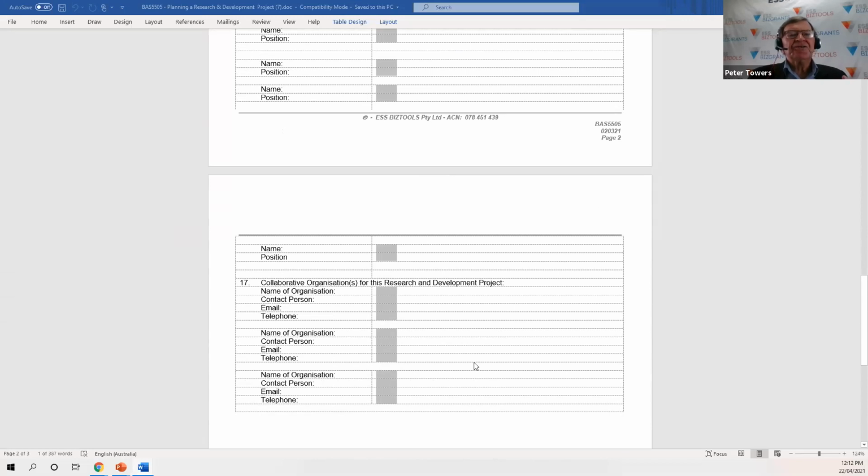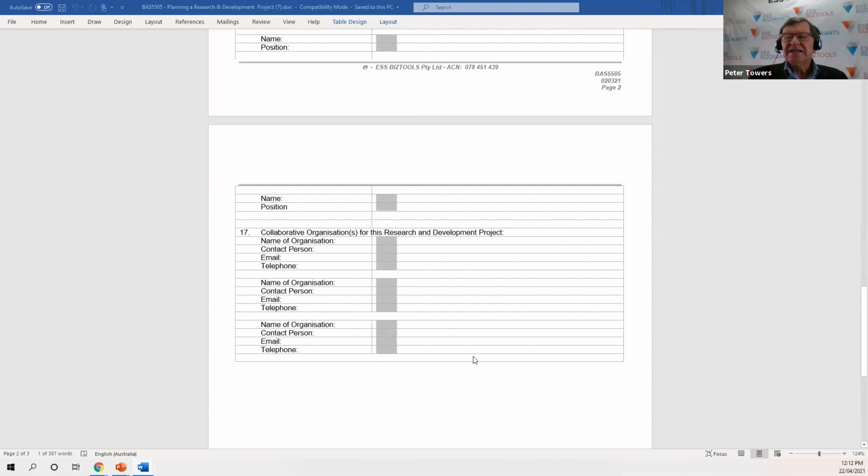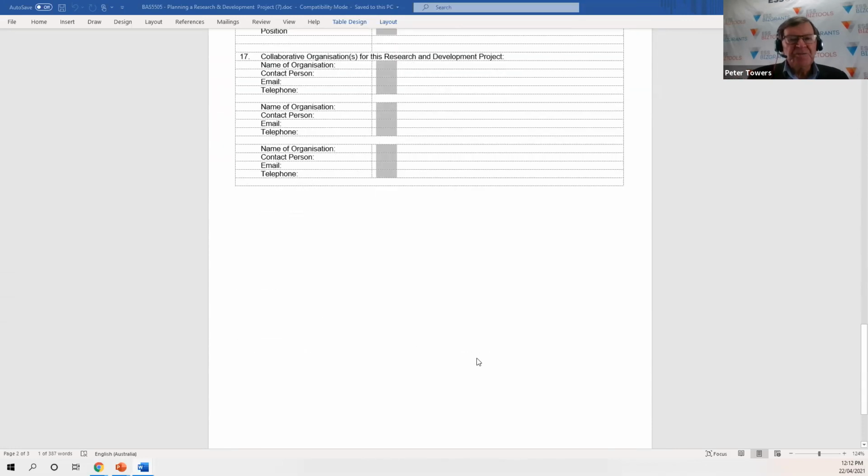It's a good idea also to record, so that it's available in the permanent record, any people that have been approached for collaboration. First of all, that this product doesn't exist anywhere in the world at present. And secondly, they could be involved in the overall research project. So that's the very beginning to get the activity underway.